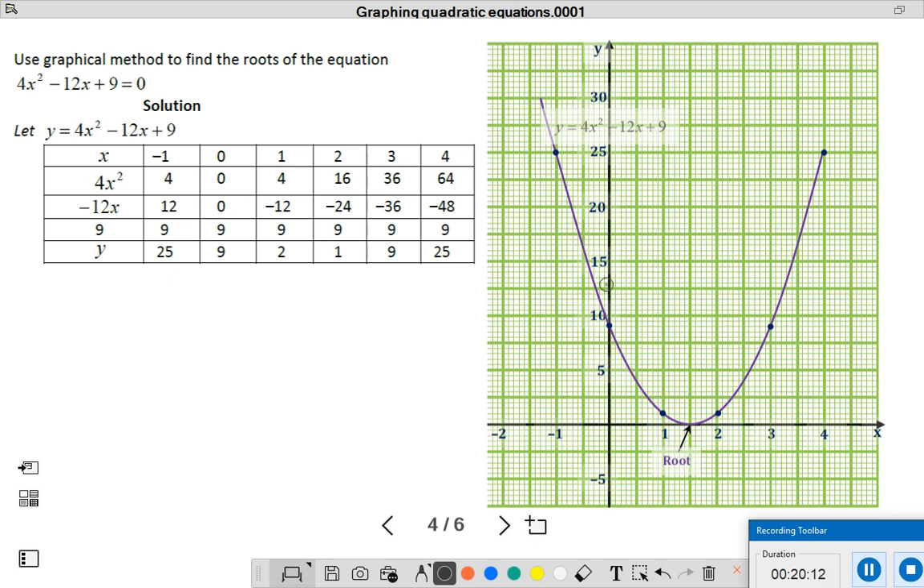So when you do that, you get your curve when you put the values here. Now find the roots of the equation. You can see that here the curve touches our x-axis.